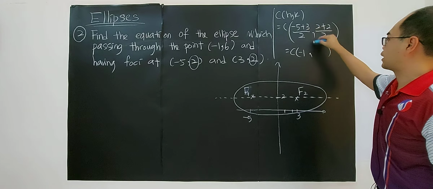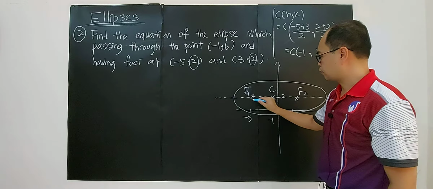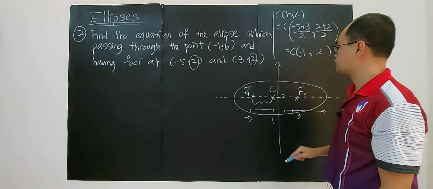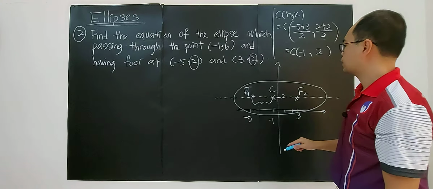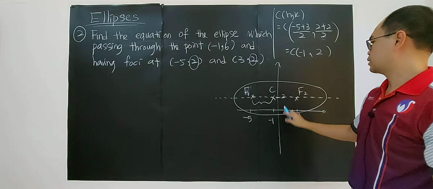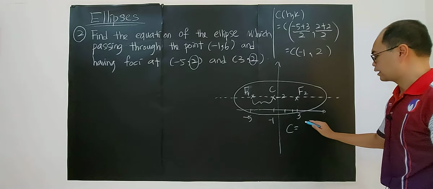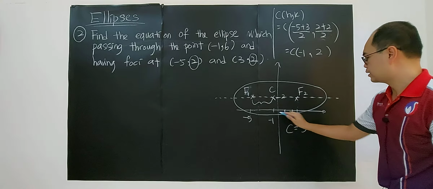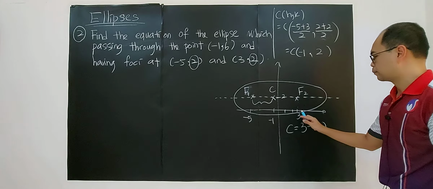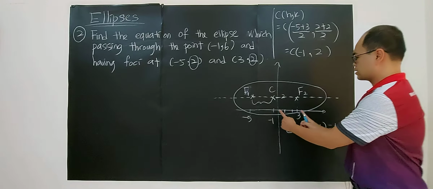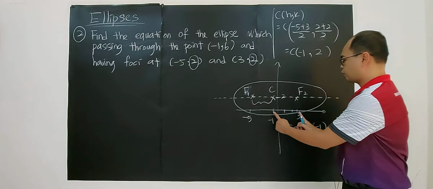With the center, you can find some important information, which is c, because the focus length, from the center to the focus, is c. Here is negative 5, this is negative 1, and this is 3. So you can find the value of c directly by taking 3 minus negative 1, the positive value minus the negative value, which gives you 4. This is 4 and this is also 4. The difference is 4, so the value of c will be 4.